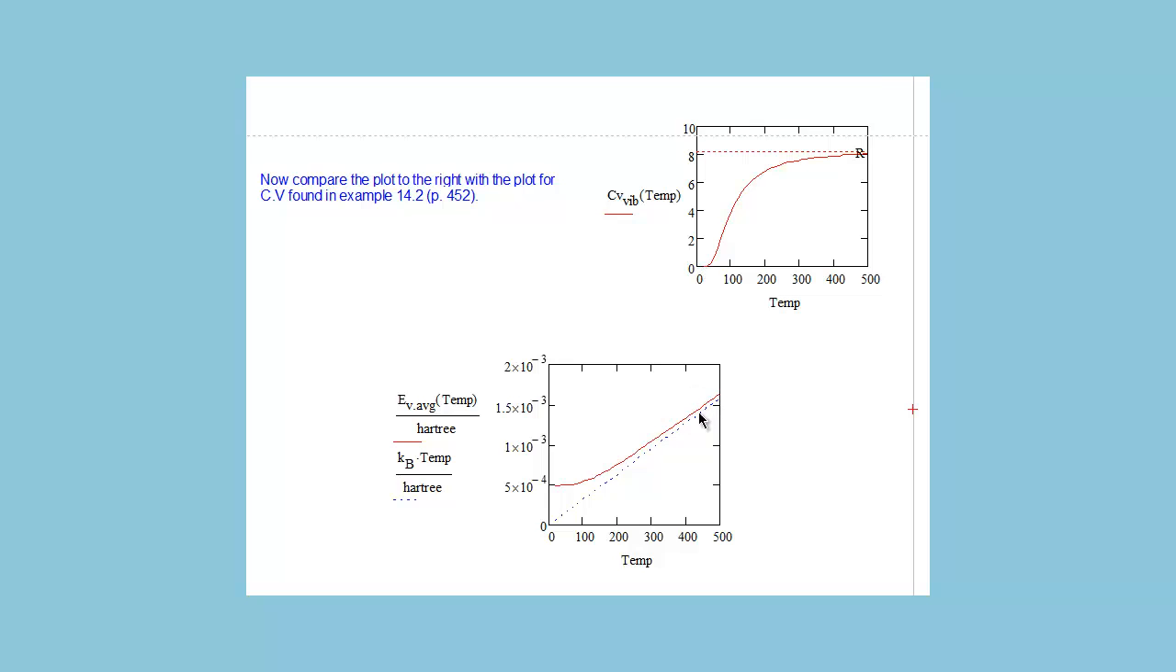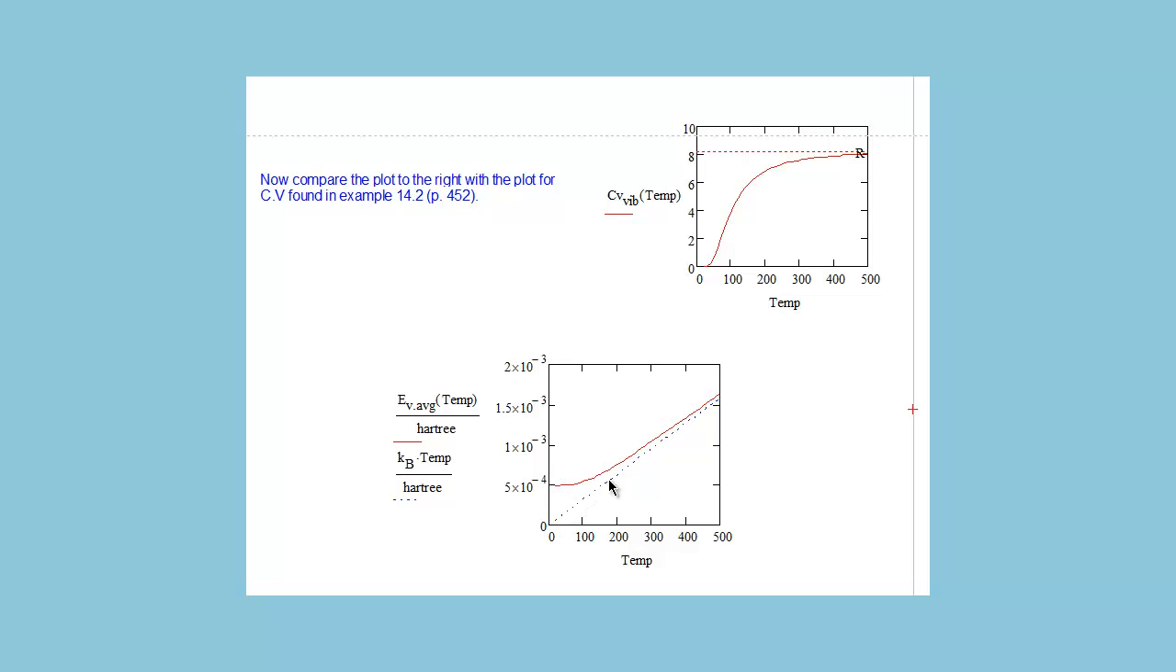At higher temperatures, the slope is relatively constant. So at high temperatures, the value for heat capacity should be constant. And that's what we're seeing here at the heat capacity curve.